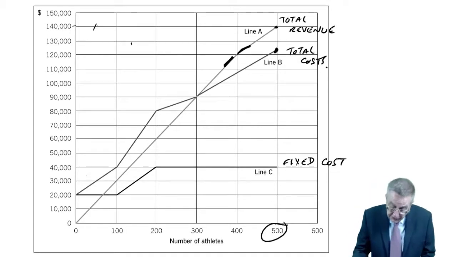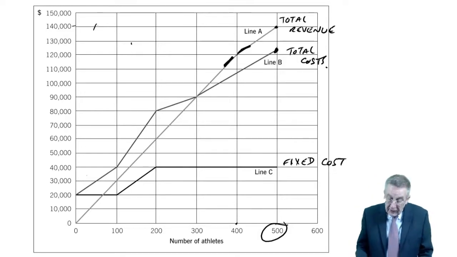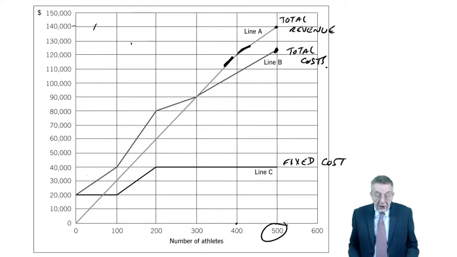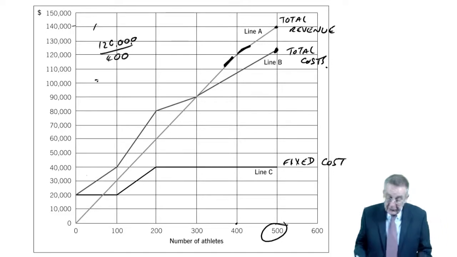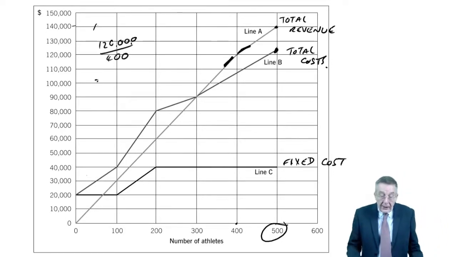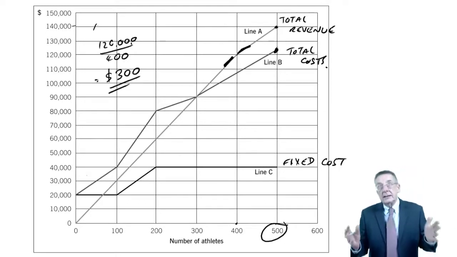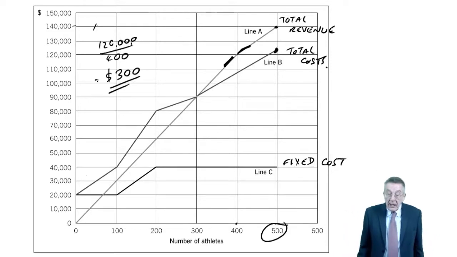For up to 400 students, it's a nice straight line. So for up to 400, pick any level you want, but the revenue at 400 is 120,000. It's for 400 students, and therefore 400 athletes, probably because it said a training course. Anyway, it's 300 per athlete.